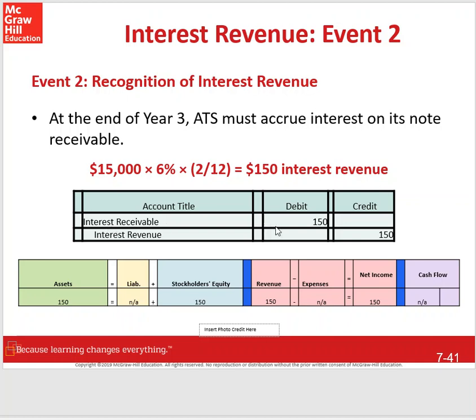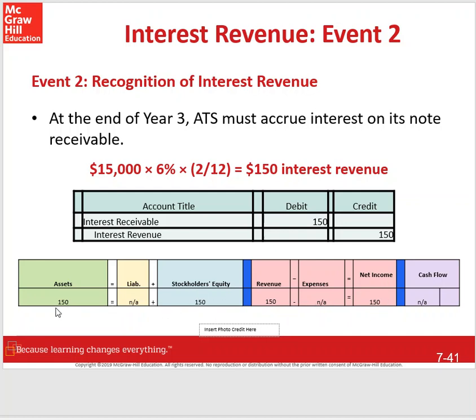So we're going to debit interest receivable, and we're going to credit interest revenue. So our revenue's going up, but we'd want to be careful we don't mix it in with our sales or service revenue. This is interest revenue that we want to show separately in our income statement. That'll make our net income, and therefore our retained earnings go up.